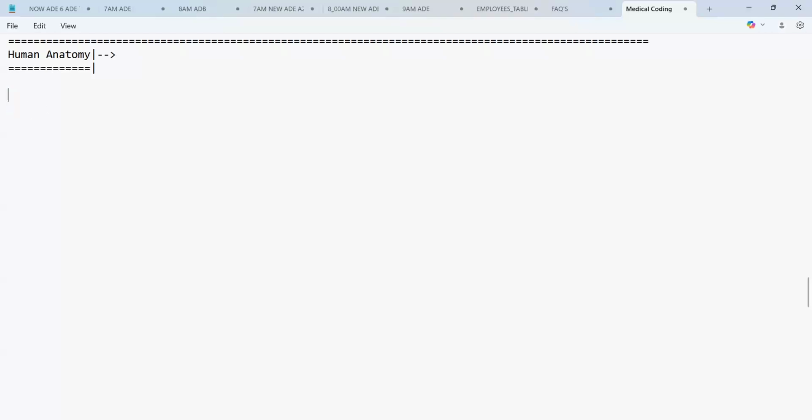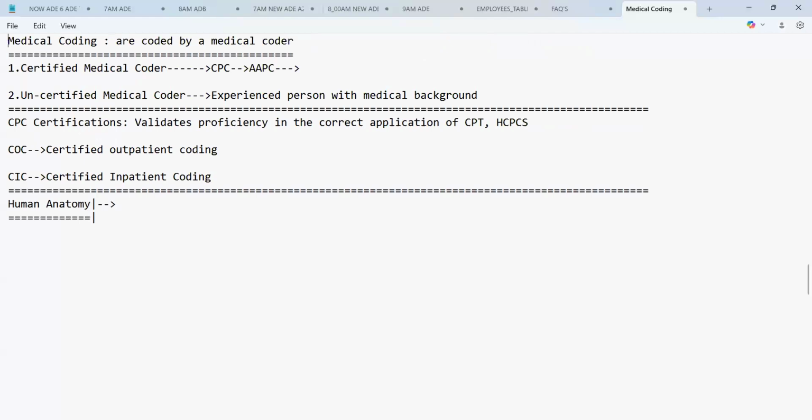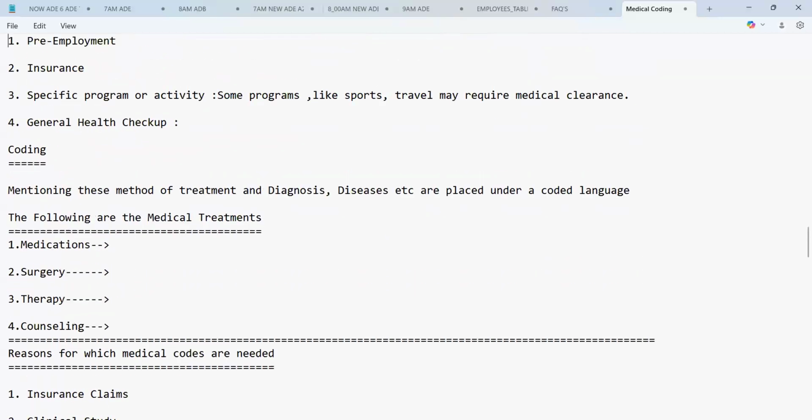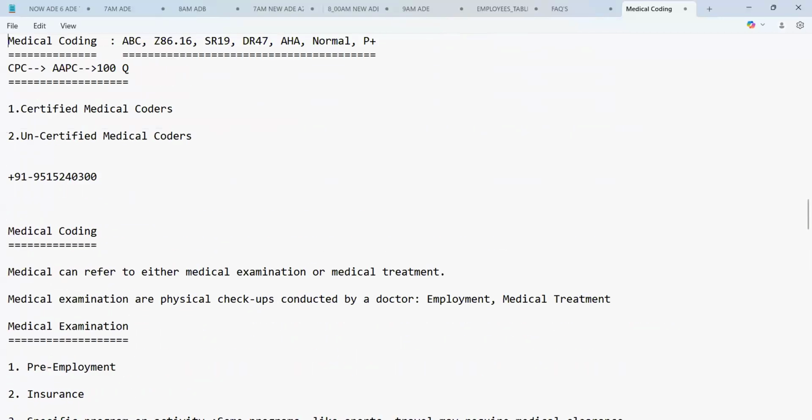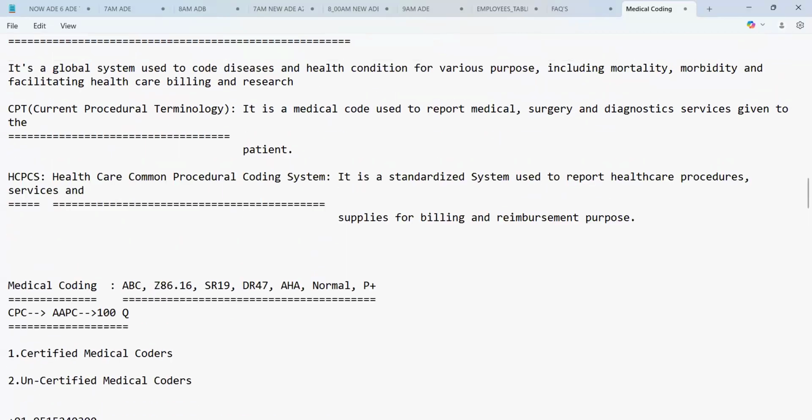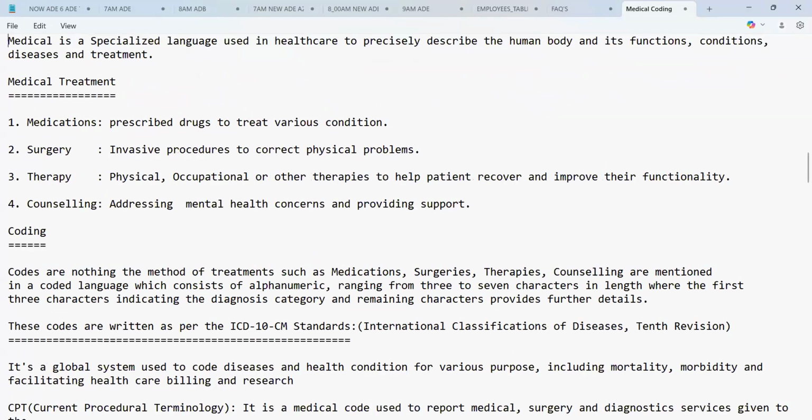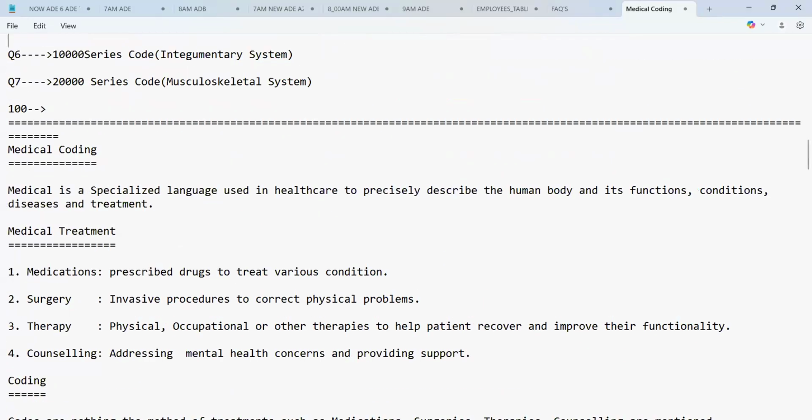In the next session we are going to start with human anatomy. The first class will be on human anatomy, and then we will move on with the further process. As we already discussed yesterday, I need not repeat it again and again. These are the medical treatments we have already discussed yesterday.